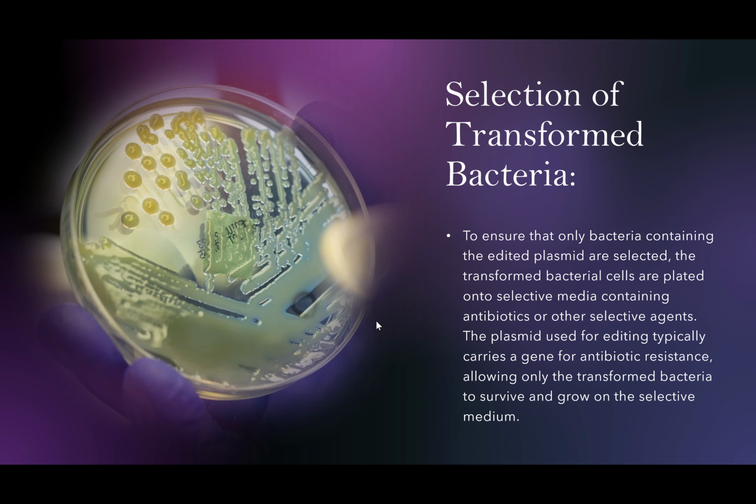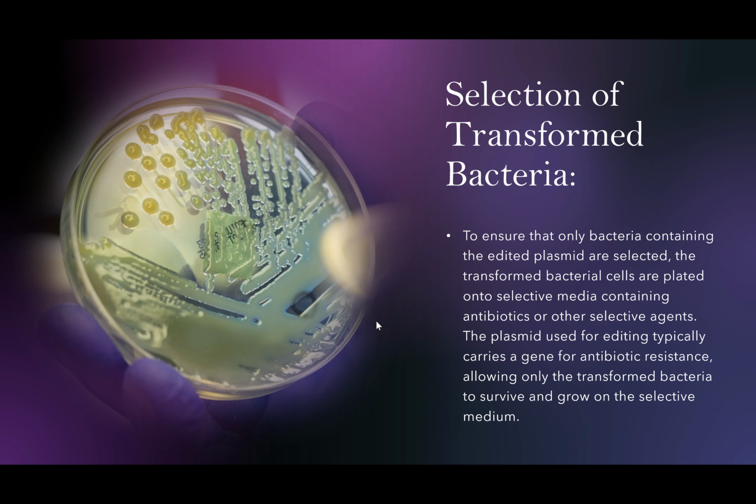So how do we know which bacteria responded to this? What we'll use to ensure that only the bacteria containing the edited plasmid is selected is that the transformed bacterial cells are plated onto selective media containing antibiotics and other selective agents. You will look at that in higher levels of microbiology. The plasmid used for editing typically carries a gene for antibiotic resistance, so we make sure that it's resistant.